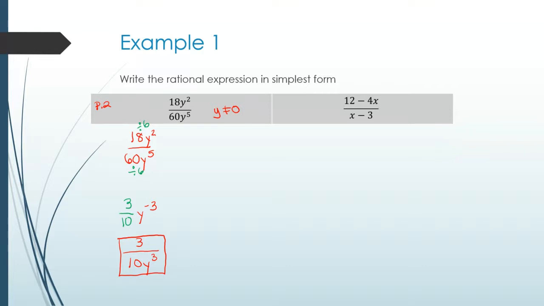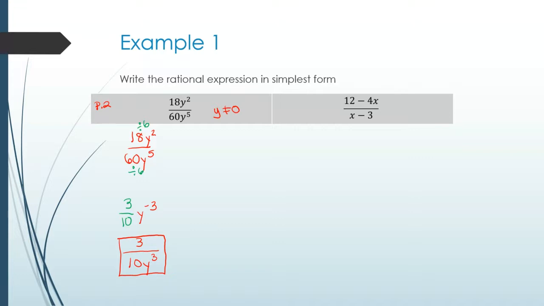And we don't need to restate the domain because we are still not allowed to have 0 in the denominator here. We didn't remove anything, it's still the same. So here we got y not equal to 0. It hasn't changed from the beginning. So we don't have to mention the domain in this case.